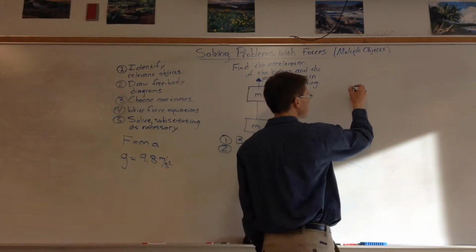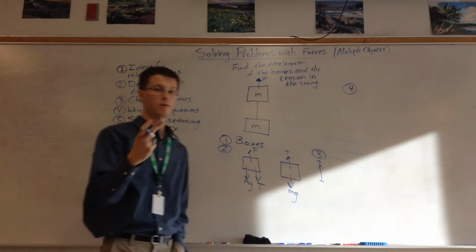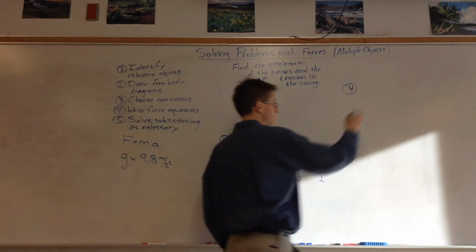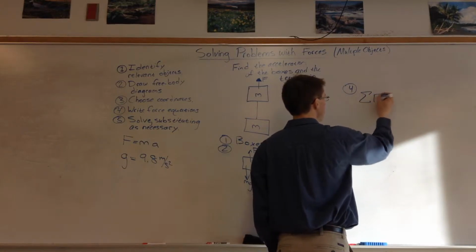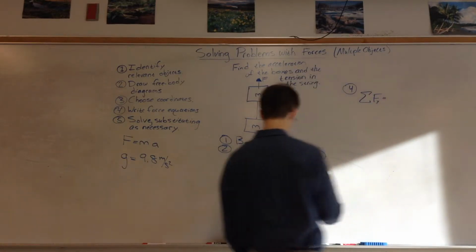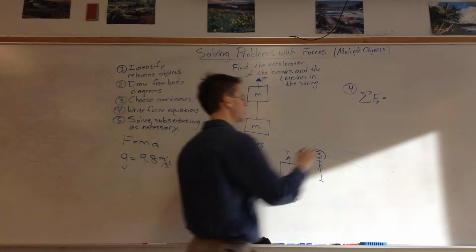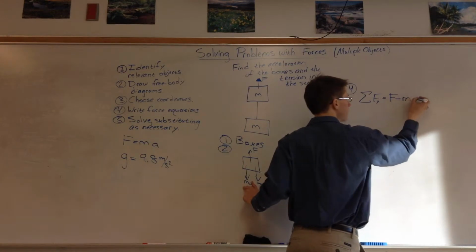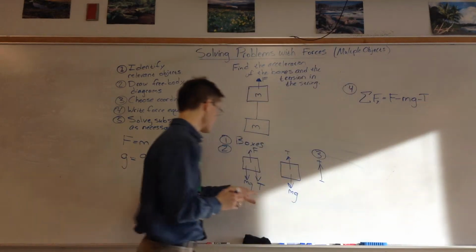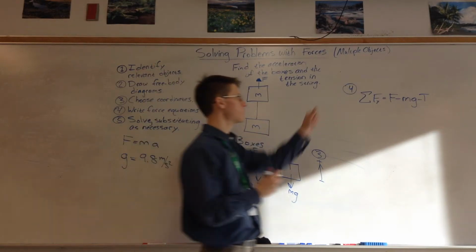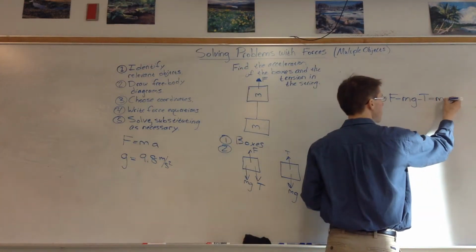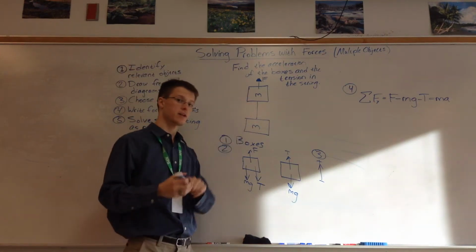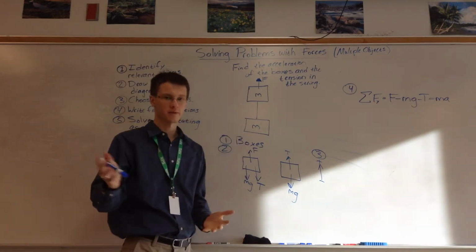Step 4, I'm going to write my force equations. This time you're going to have 2 equations. You're going to have a number of force equations equal to the number of objects you have. So the sum of forces for block 1 in the y direction is equal to F. We said F is positive, minus mg minus T. You add together forces that are in the same direction. So we have minus mg minus T, and that's equal to ma. Now note that the acceleration of these blocks is going to be the same. They're connected by a rope. If one of them accelerates, so does the other one.